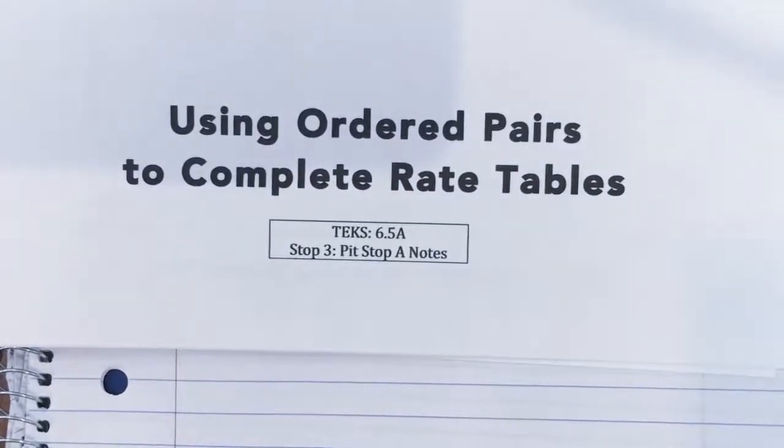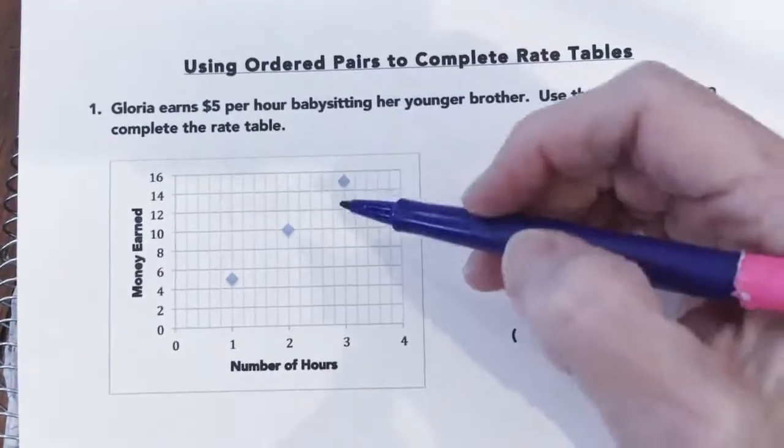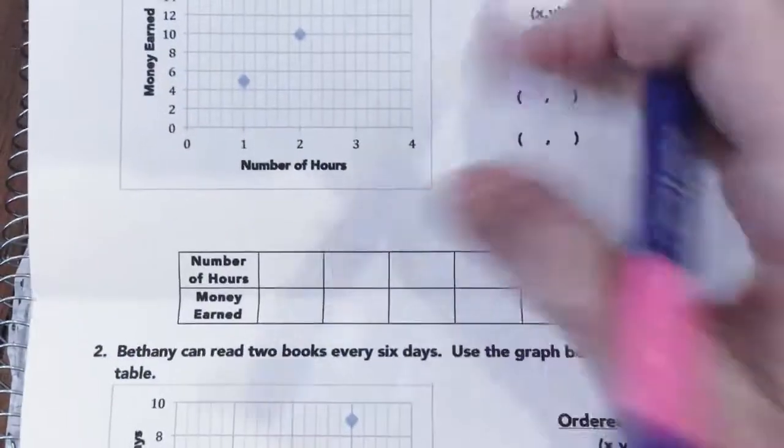This video is about using ordered pairs to complete rate tables. In an earlier video, we were looking at how to complete rate tables using scale and the unit rate. So this one is a little different because in this one we're starting with a graph and then we're using that to complete the table.